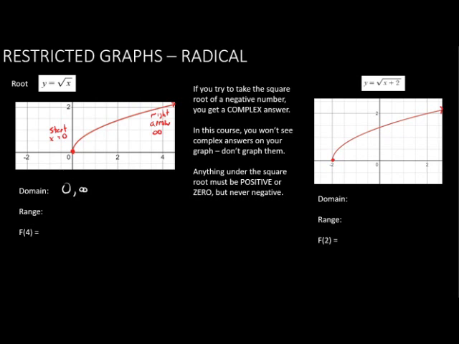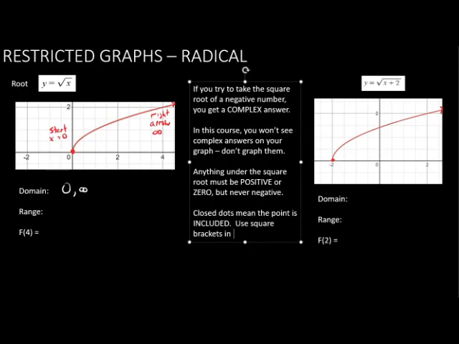Also notice that at 0 we do have a closed dot. For closed dots, you'll represent that with square brackets in your domain and range, meaning that point is included in the domain or range. So we'll put a square bracket around 0 and parentheses around infinity, because infinity isn't a number, it will always have parentheses.